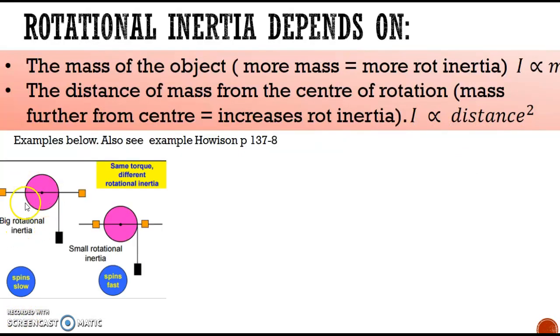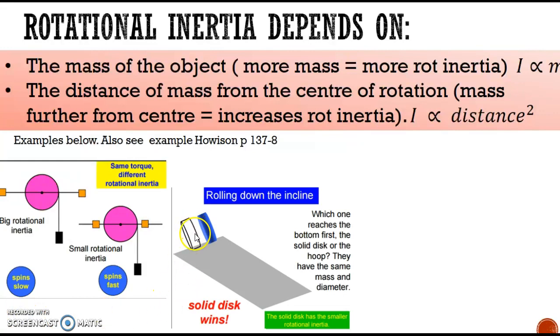Looking at the two diagrams on the left, you can see that the masses of the top diagram are further away from the center of rotation, and so this will have a large rotational inertia. So it will turn quite slowly because the masses are further from the center, whereas here the masses are closer to the center, and so it will spin faster with the same mass, causing it to rotate.